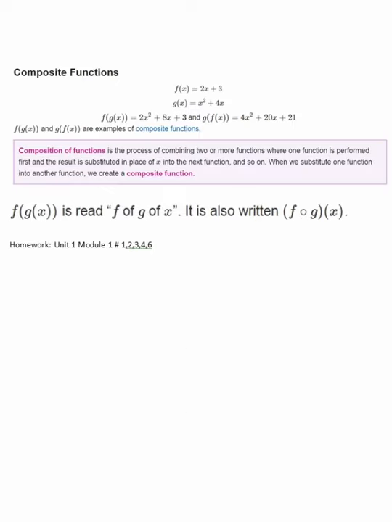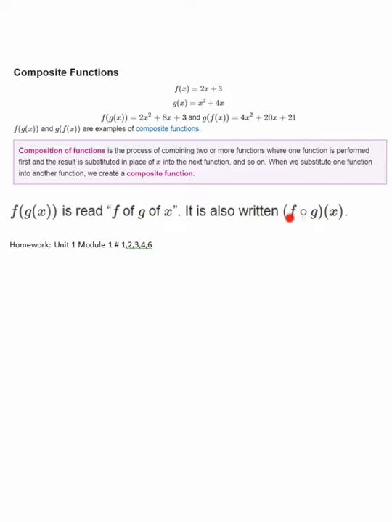So that last example that we just did is known as a composite function. Basically, a composite function is when your input is a function in itself. So you are putting one function into another function, just like we did f of g of x and g of f of x. As you can see here, we have f of g of x. That's the way we would say it, but it can also be written as this.